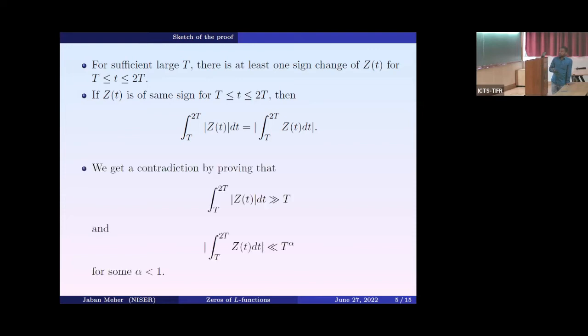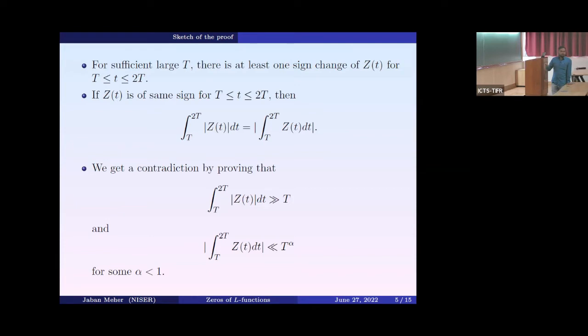And now, how did he get a contradiction? He got a contradiction by proving that this is bigger than t, whereas this is less than t power alpha for some alpha less than 1. And this will give you a contradiction, because if there is no sign change, then this should hold, but you are getting the lower bound bigger and the upper bound smaller. So this will give you a contradiction. And this is the idea.